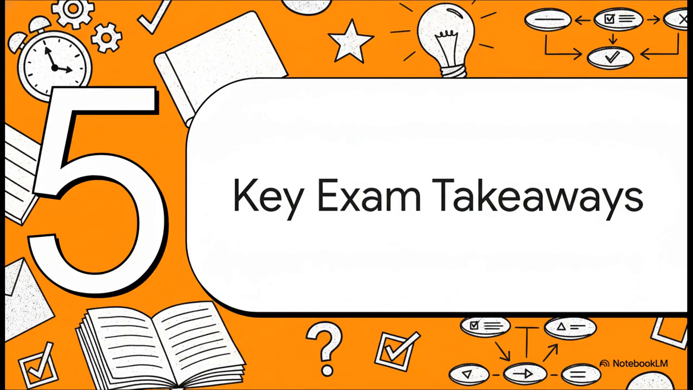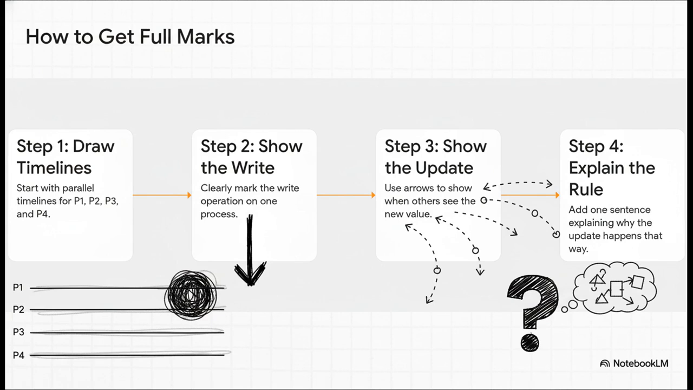Okay, let's switch gears. For all of you staring down an exam, let's talk strategy. How do you take all this stuff we just talked about and turn it into full marks on a test? Here's the secret. Don't just write a big block of text. Draw it. Start with those 4 parallel timelines we've been using this whole time. Show the write happening on P1. Then, and this is the key part, use arrows and markers to visually show exactly when P2, P3, and P4 see that update based on the rules of that specific model. And then just add one sentence underneath that says why it happened that way. Show them, don't just tell them.